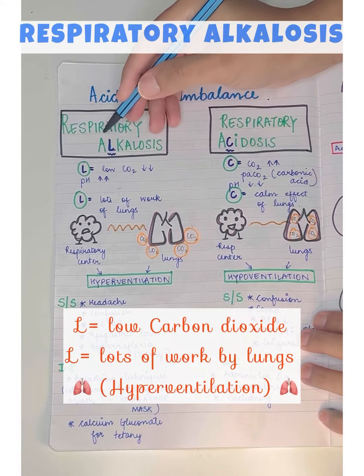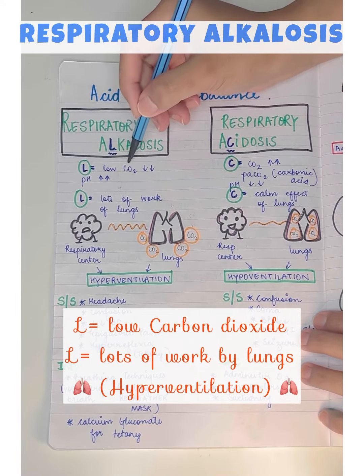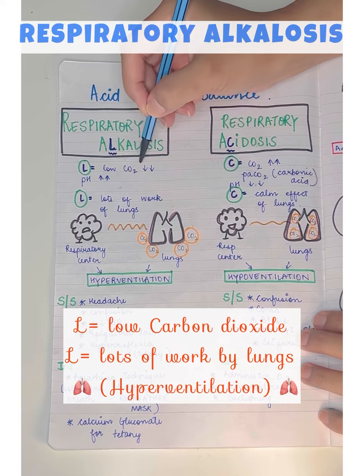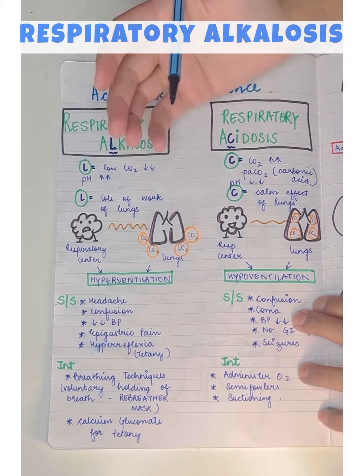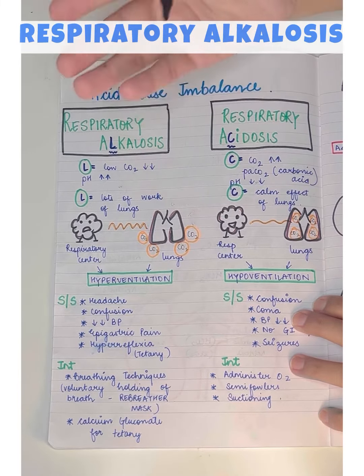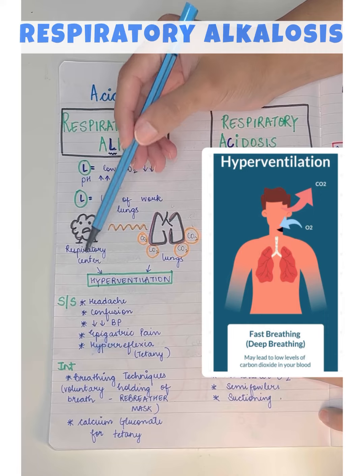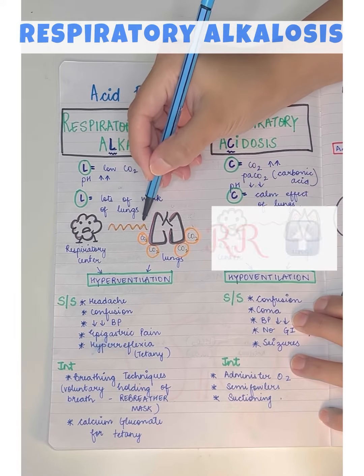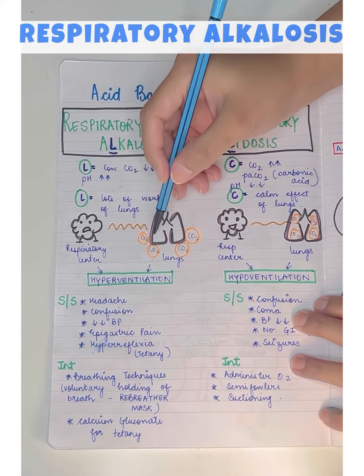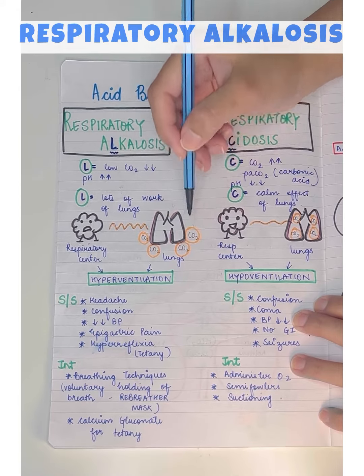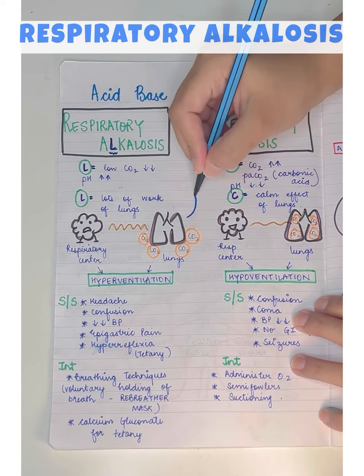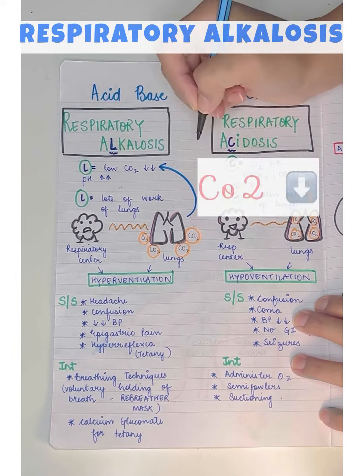So L comes in alkalosis, and L stands for low carbonic acid. That means low carbon dioxide. This results when the patient is in anxiety, or going through asthma, and is breathing too fast. That means he's having hyperventilation. His respiratory center is in distress, and the respiratory rate is too fast, and hence he's exhaling too much carbon dioxide from his lungs, ultimately resulting in low carbonic acid or low CO2. That means it's making the lungs do a lot of work.